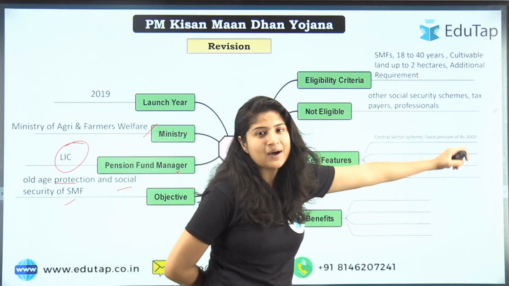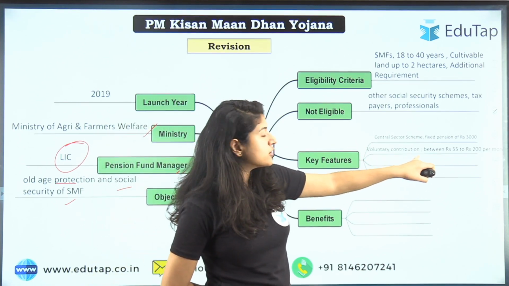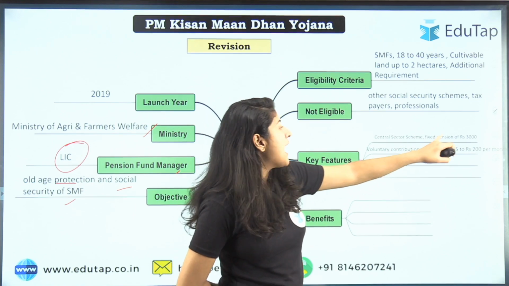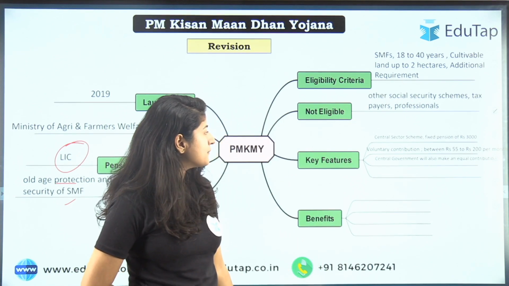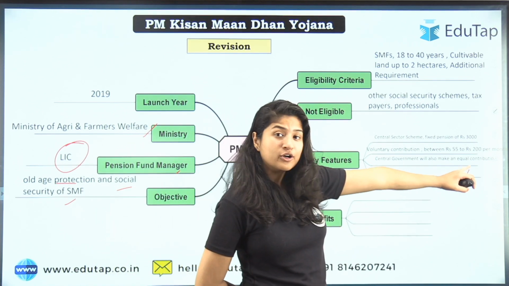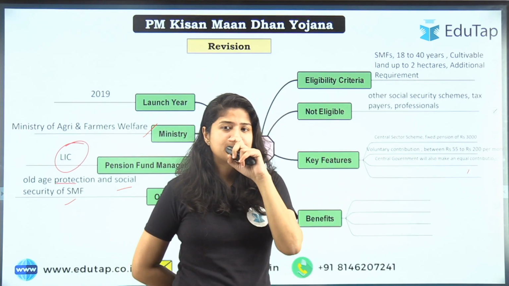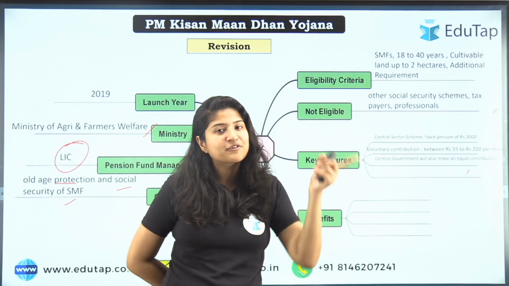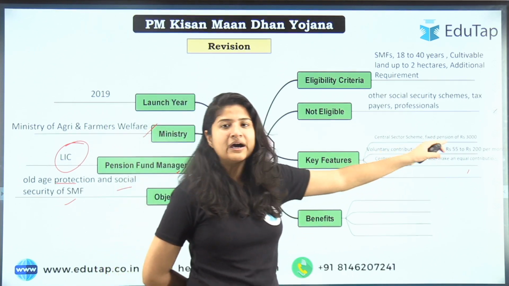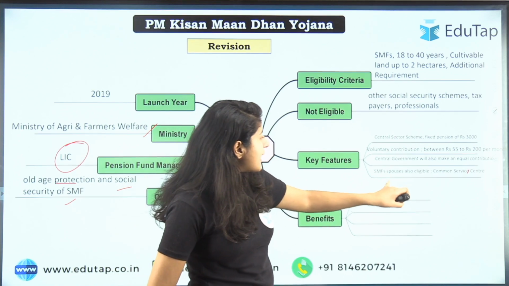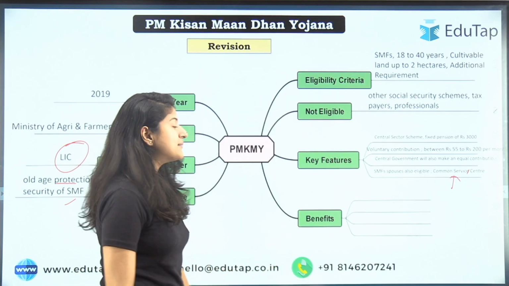Maybe you are not able to see this part because the font is quite small, but you can find this in the PPT. And next is voluntary contribution. It's your choice, and you have to submit between 55 to 200 rupees per month to be under this scheme. Next, the central government will also make an equal contribution to whatever you are submitting. And one thing I also want to add, there are provisions in this scheme that you not only have to submit per month, you can make it quarterly or half yearly, but then the amount would change accordingly. Next, SMF spouses are also eligible, and they have to go to the Common Service Center to register themselves under the scheme.